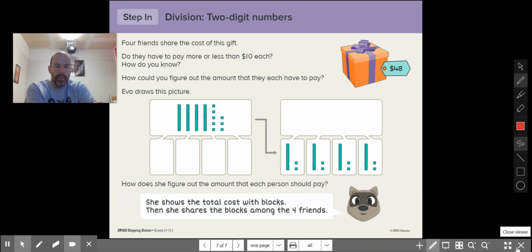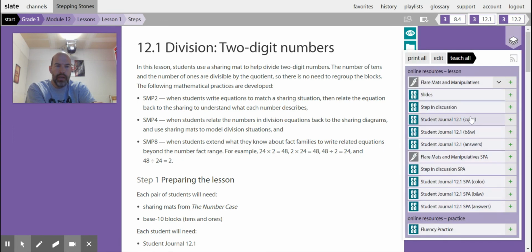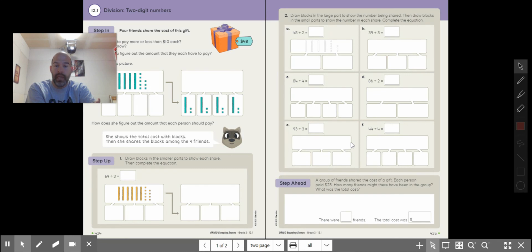All right. Now, in our work pages today, which I think are going to be pretty self-explanatory, as long as you follow the same steps that we did today, you're going to be sharing equally and then writing what is the quotient, right? The answer to the division problem. And tackle these guys. I think you'll be fine. If you have any questions or need any help, let me know and I'll be glad to help you.